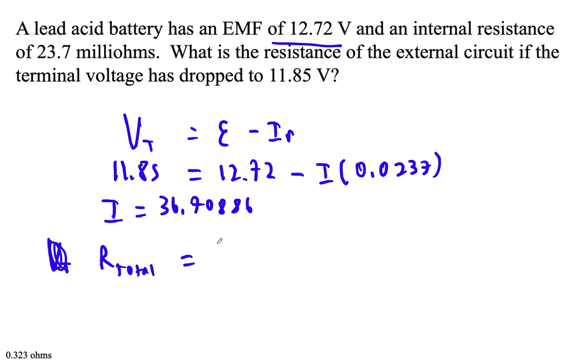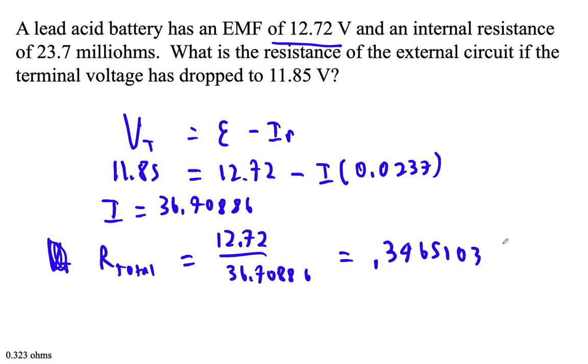Which means that the total resistance of the circuit is going to be the EMF of the battery, 12.72, divided by that current. As I do this, I realize this is not the best way to do it, but let's just go with this. This might make sense to you. It made sense to me. So the total resistance is 0.3465. That is equal to R plus r. And then if we just subtract the resistance of the cell itself, 0.0237, we'll get the resistance of the external circuit.